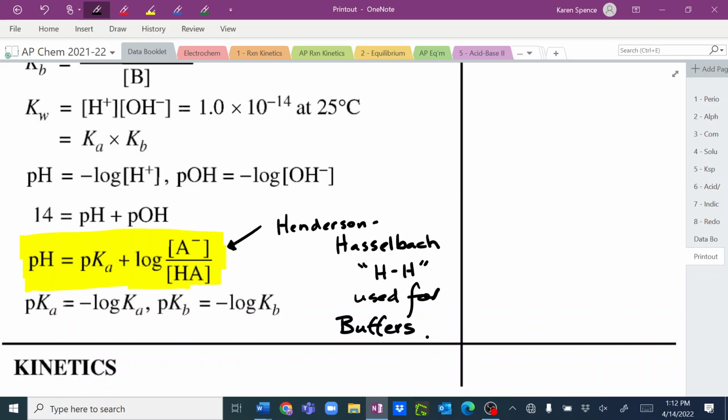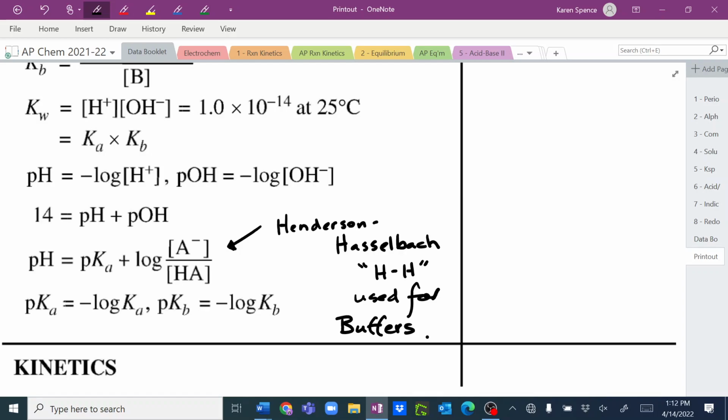So I like to remember it this way because somebody taught me this once. pH is equal to pKa plus the log of BA. That's my B, and that's my A. So it's pH equals pKa plus the log of BA. But you don't need to memorize it because it's there. I thought I would tell you that in case you get to university and they don't give you a formula sheet and you need to memorize it. Okay?